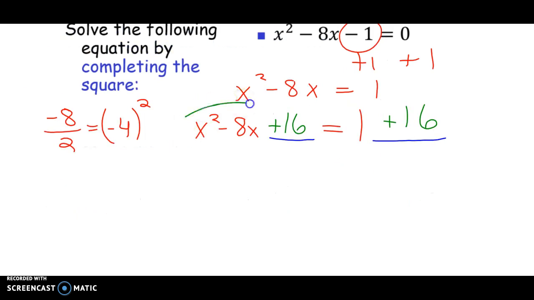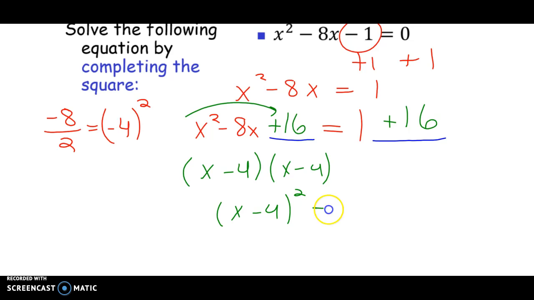Alright, so here we do an A times C, which would be x minus 4 times x minus 4, which I could rewrite as x minus 4 squared. Simplify the right side, that's 17. Square root both sides. Now we're just doing a square root.